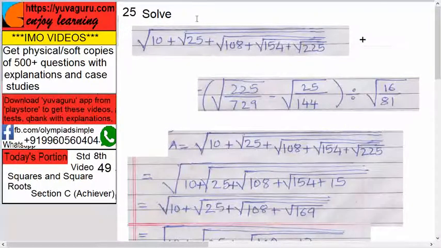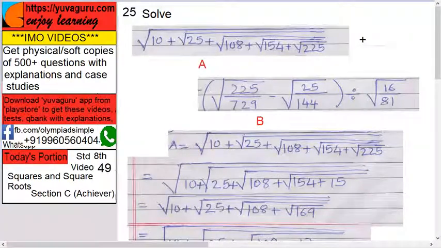Next is solve. Solve means what is given, we have to add these two, this full expression plus this full expression. Now this is quite tough. So what we do is, we'll divide these two into separate parts. We'll call this A and call this B. Now we'll solve them separately.